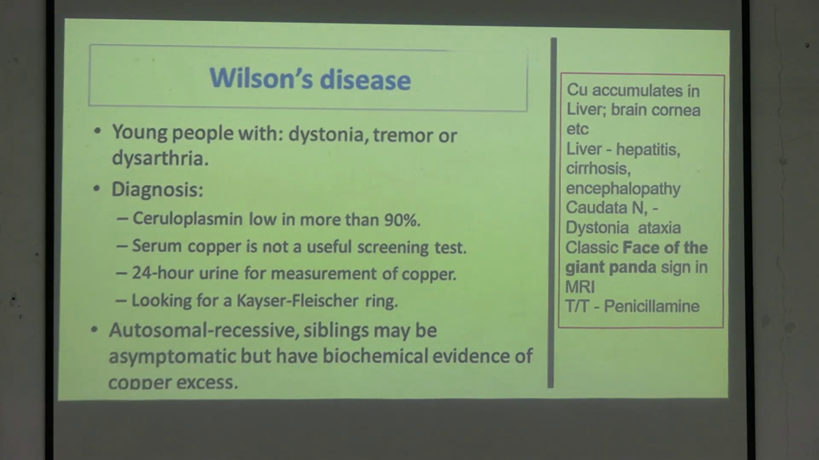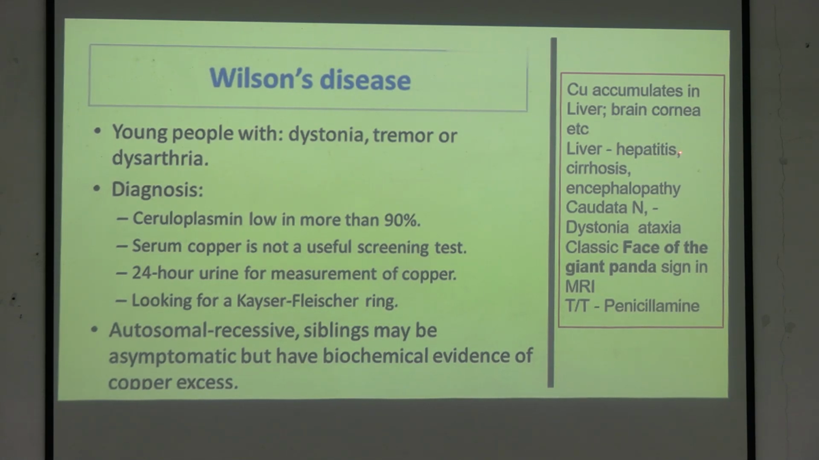Now, very important, this is Wilson's disease, for your exam purpose and also for knowing. Wilson's disease is a disease of copper accumulation. It is an autosomal recessive disorder by which copper accumulates in different parts of the body. Mainly it accumulates in the liver, in the brain and in the cornea. These are the three major organs where the copper deposits.